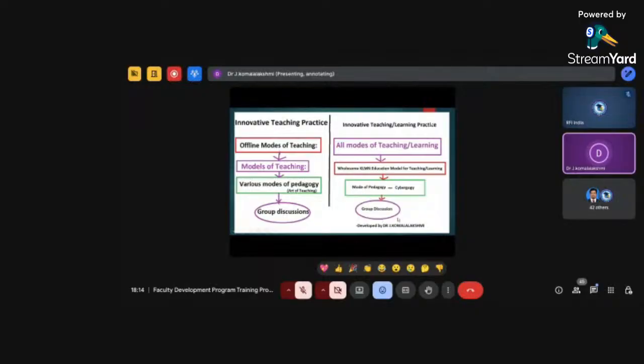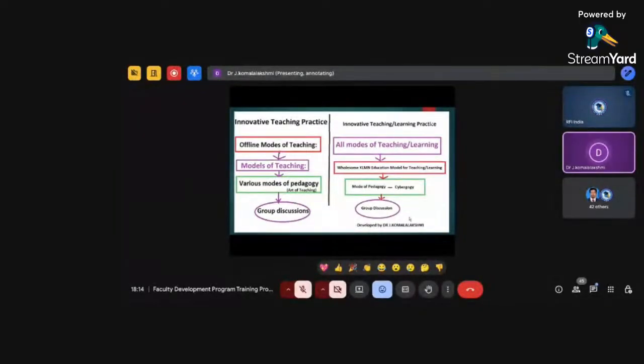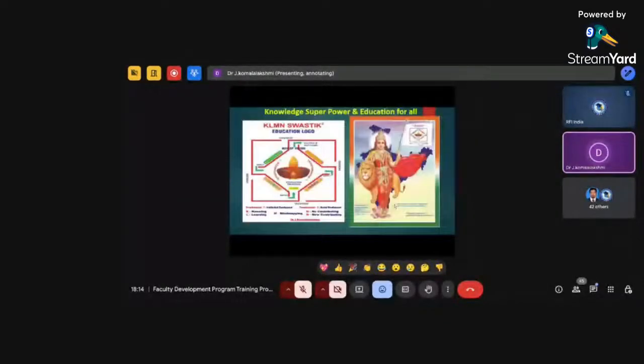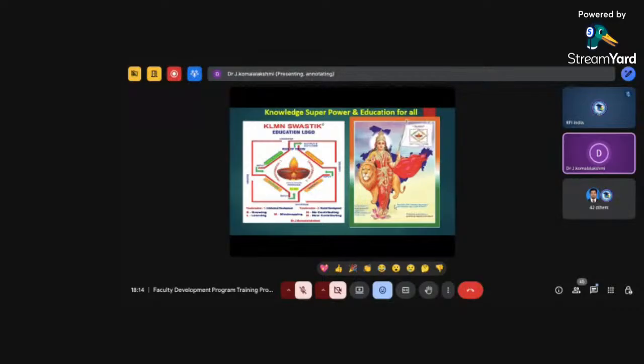The easiest way is group discussion. A mother and daughter, a teacher and student can sit in the same online video lecture, and then they will respond to the questions, go through the assessment process, and get a degree. So that is cybergogy. Now this is that innovation. The first innovation is that we are on the cybergogy platform. Then it is my own model. This is a real world example.